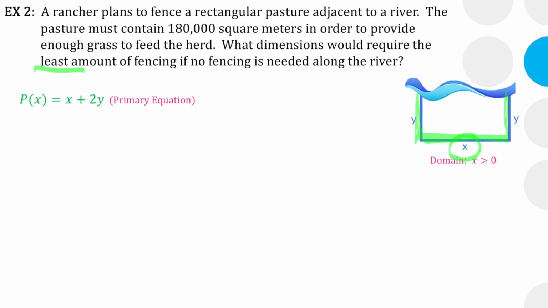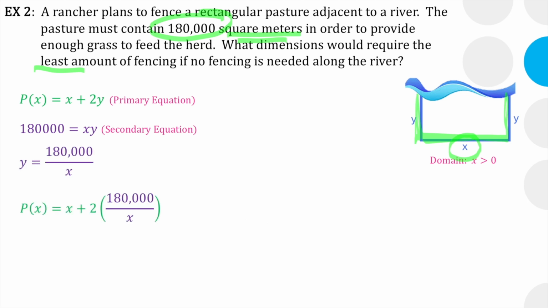Now for our secondary equation, what did they tell us in the problem that would give us a clue? We need 180,000 square meters. That's area. So 180,000 equals length times width, x times y. That is our secondary equation. So let's solve for y, and we'll plug y back into the primary equation to eliminate a variable. Clean it up, and we now have a function with just one variable.